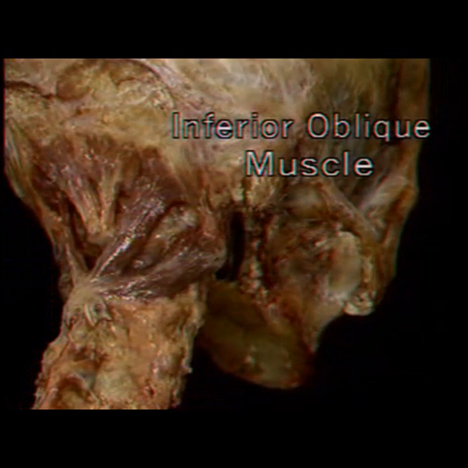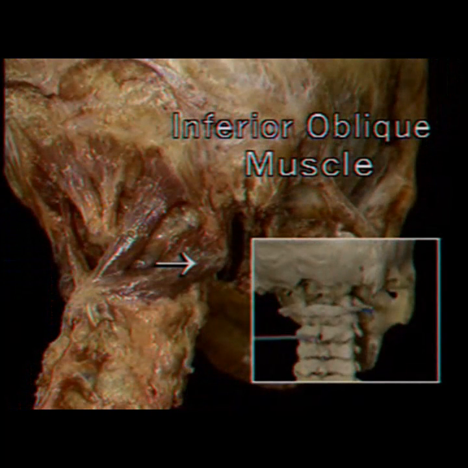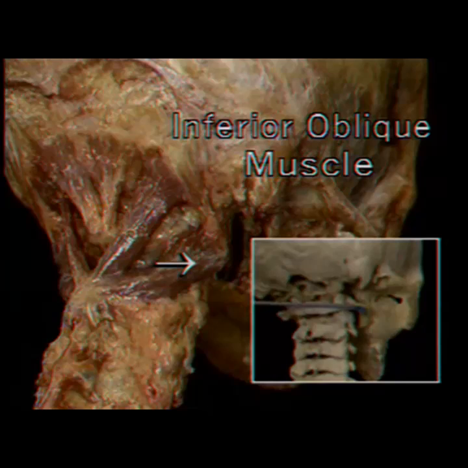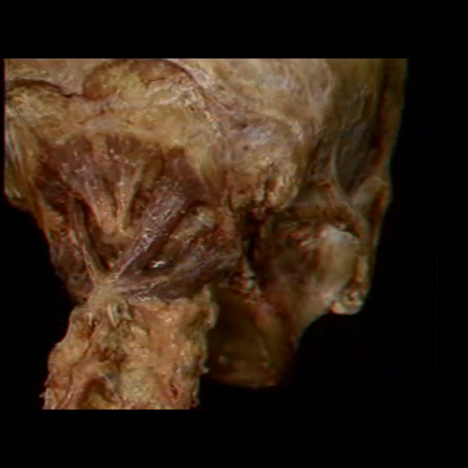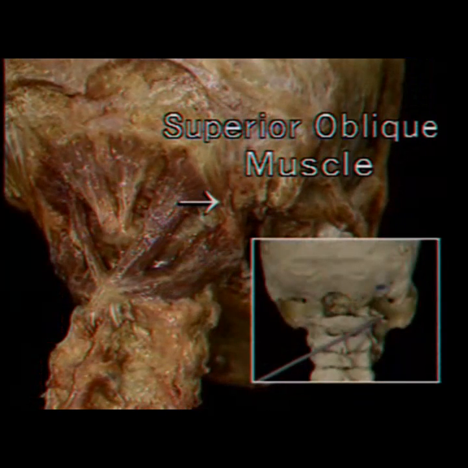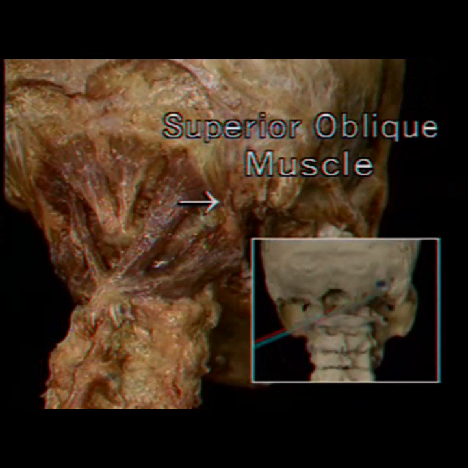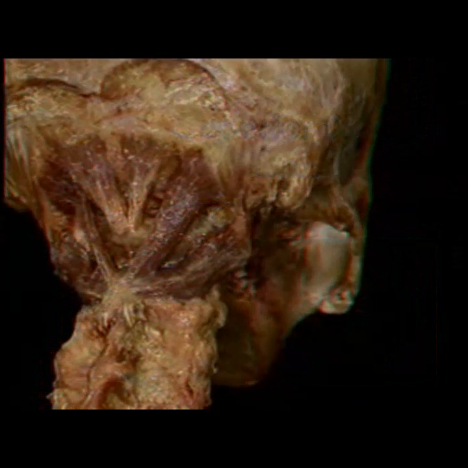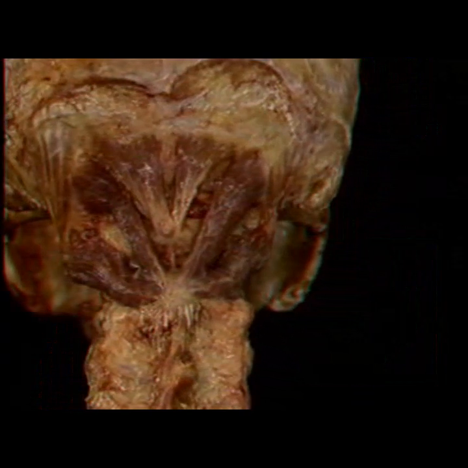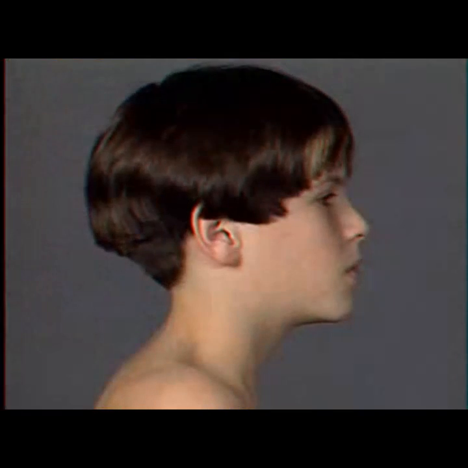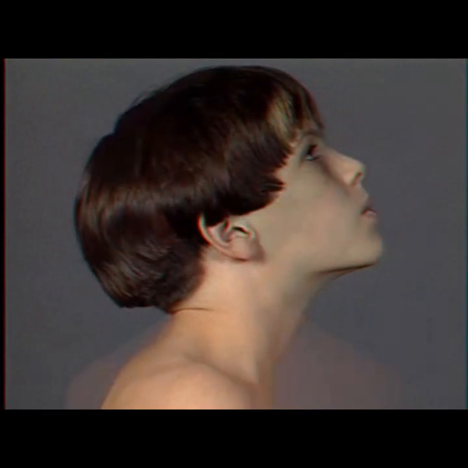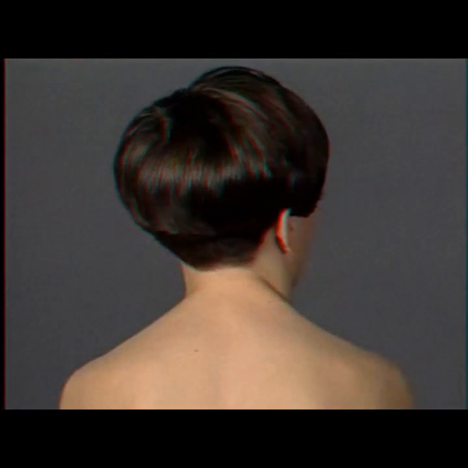The inferior oblique goes from the spine of the axis vertebra to the transverse process of the atlas. The superior oblique goes from the transverse process of the atlas to here on the occiput. The action of the suboccipital muscles is to extend the head and to rotate it toward the same side.